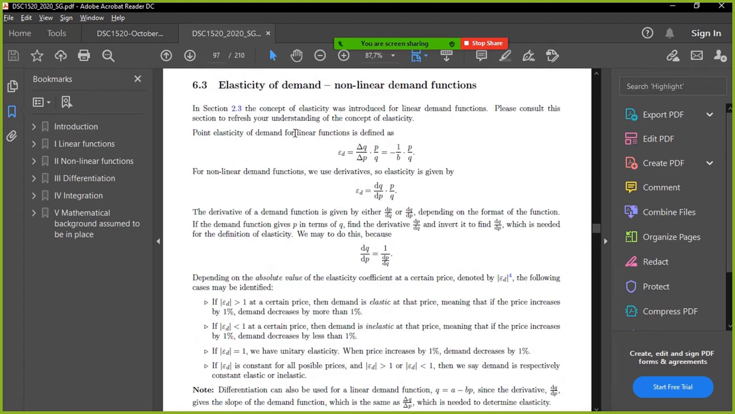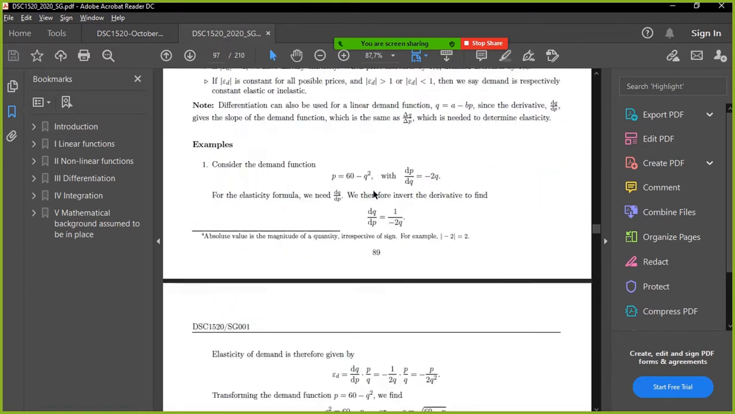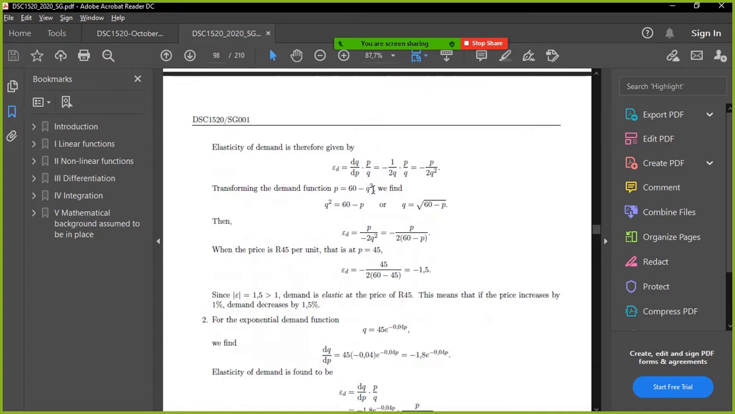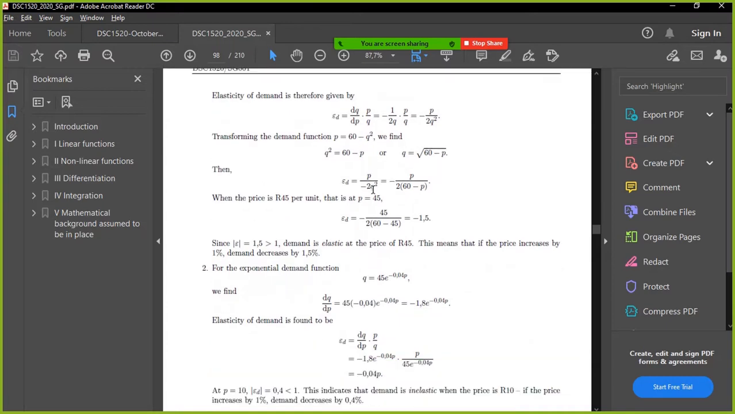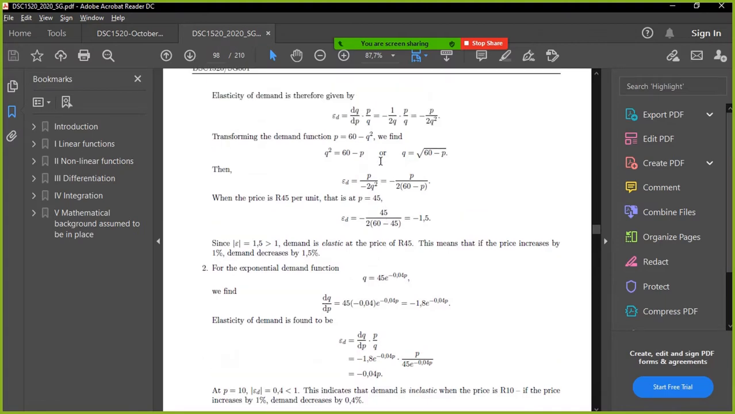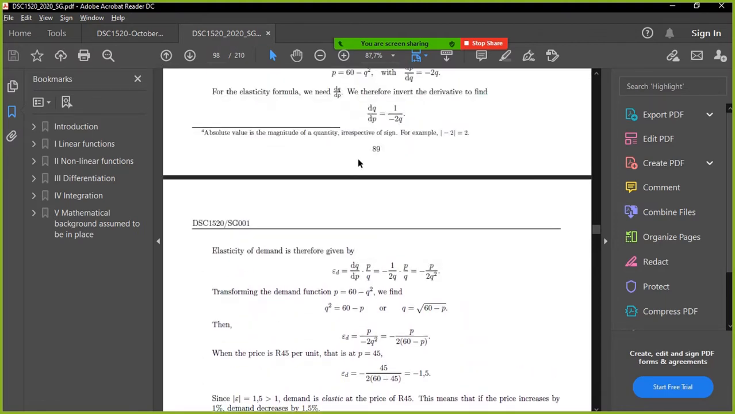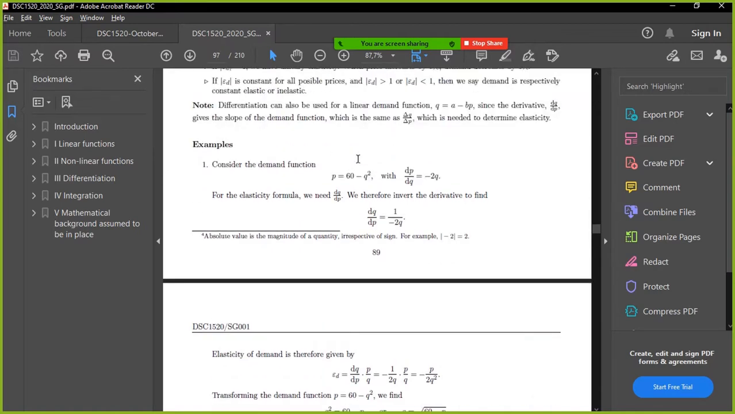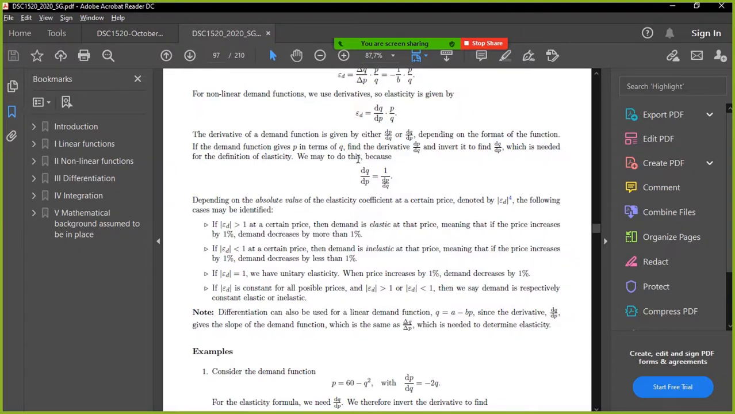Point elasticity of demand for linear functions is given as that. Where's the non-linear one? Here, non-linear. So you'd have to use this equation for non-linear demand functions. There we go.